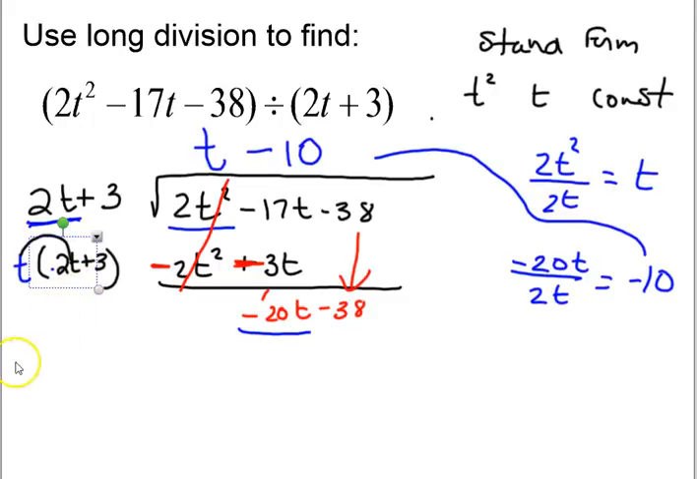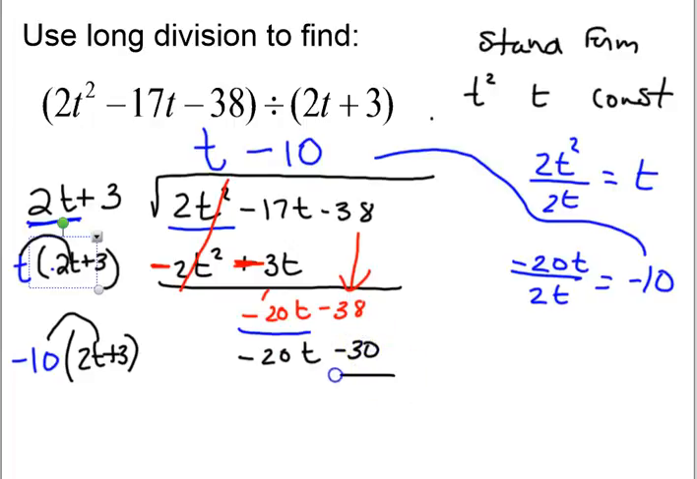And then I write down minus 10, and I write down the divisor, 2t plus 3. And now I do some multiplication. So I get minus 20t, and then I get a minus 30. And I come through and I change my signs. When I change my signs, this becomes a positive and this becomes a positive. So minus 20 plus 20 goes to 0. A negative 38 plus 30 is a minus 8.